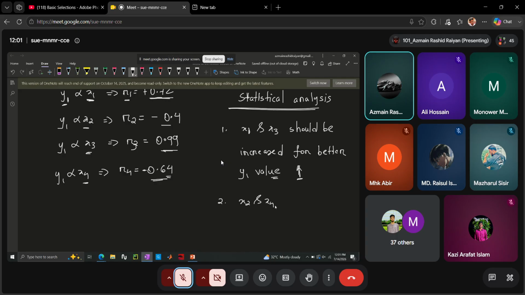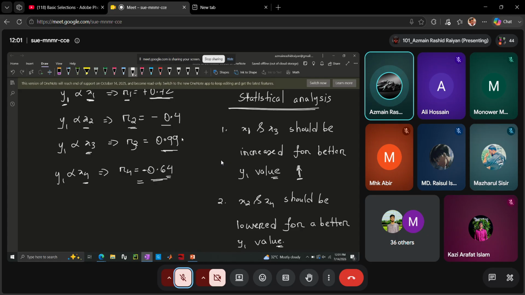the correlation with X2 and X4 is negative, that's why X2 and X4 should be lower for a better Y1 value. Okay, why? Because X2 and X4 are negatively related. As I can see, there is a negative correlation, which is minus 0.4 or let's say minus 0.64. So from here, I can conclude that if these two values are lower, then my thermal efficiency will be increased.